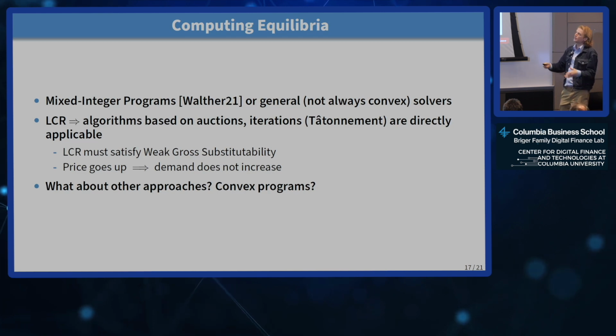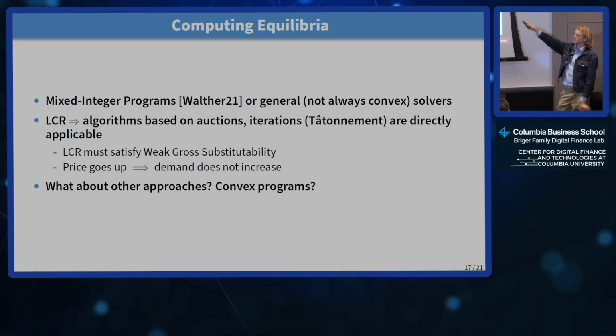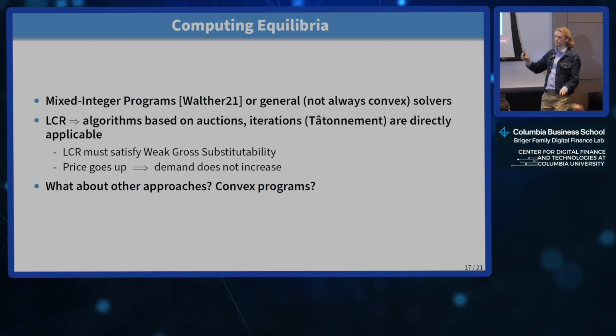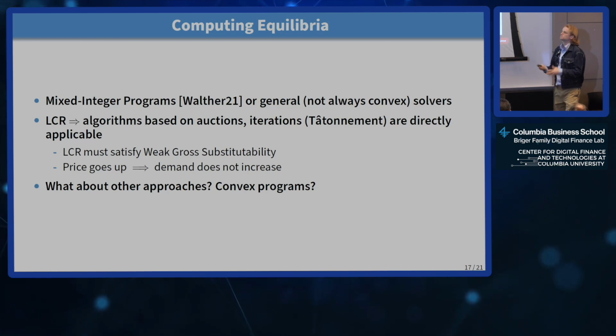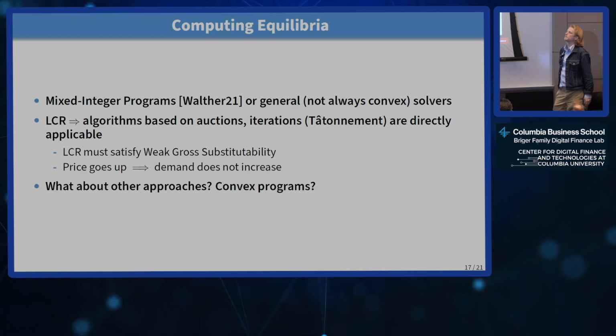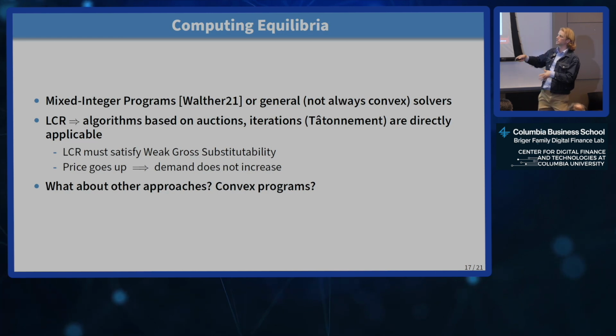Essentially, if something is locally computable, then there's a whole class of algorithms from the literature based on auctions and iterations that you can just apply directly to the system without making any modifications to the algorithms. That's pretty nice. You need a couple of regularity conditions. You need the rule to satisfy what's called weak gross substitutability. This is just saying that if the price of a good goes up, the demand for it doesn't also go up. This is a fairly standard condition in the literature on this topic. So this is probably fine in practice, but I'm going to point out today that there's actually some extra structure here that we can play with, and I'm going to point to a convex program for this kind of a problem.